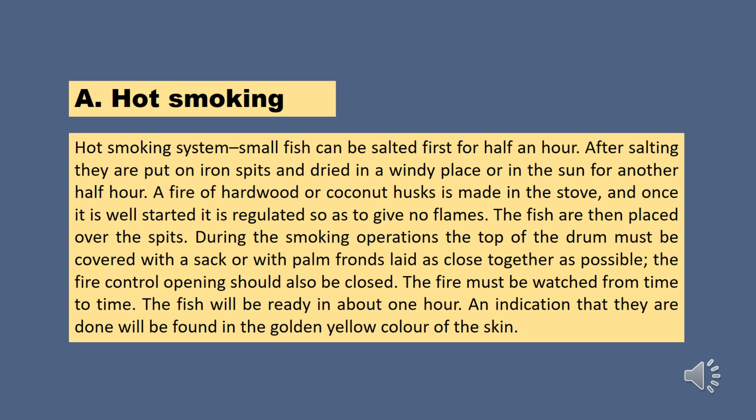Small fish can be salted first for half an hour. After salting they are put on iron spits and dried in a windy place or in the sun for another half hour. A fire of hardwood or coconut husks is made in the stove, and once it is well started it is regulated so as to give no flames. The fish are then placed over the spits. During the smoking operations the top of the drum must be covered with a sack or with palm fronds laid as close together as possible. The fire control opening should also be closed. The fire must be watched from time to time. The fish will be ready in about 1 hour. An indication that they are done will be found in the golden yellow color of the skin.